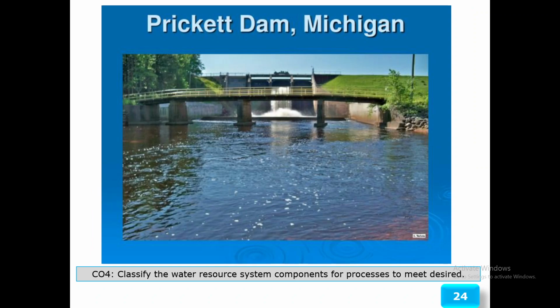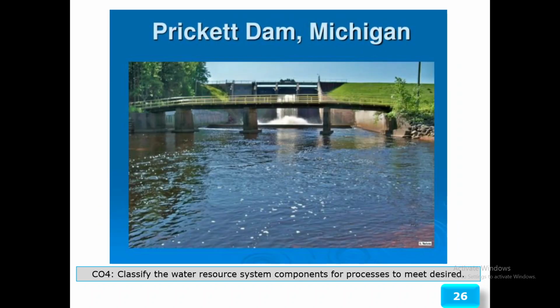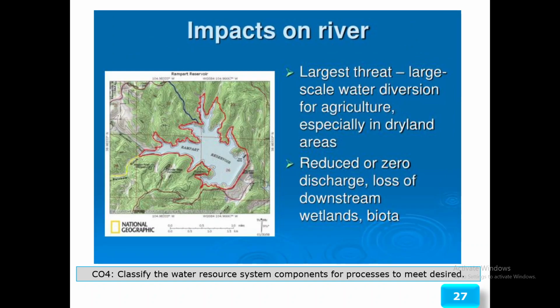Take the Pricket Dam, then Michigan. The impact on the river: the modified timing and volume of discharges interferes with the life histories of biota, whereas the trapping of materials behind dams creates erosional habitats downstream. Then the Pricket Dam, see Michigan, the impact on the river: the largest threat is large scale water diversion for agricultural fields, especially in dryland areas. Why?